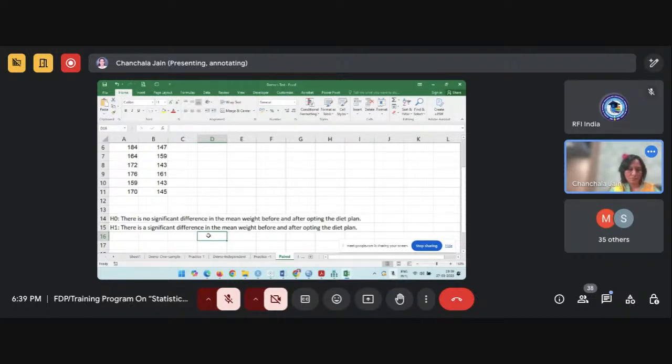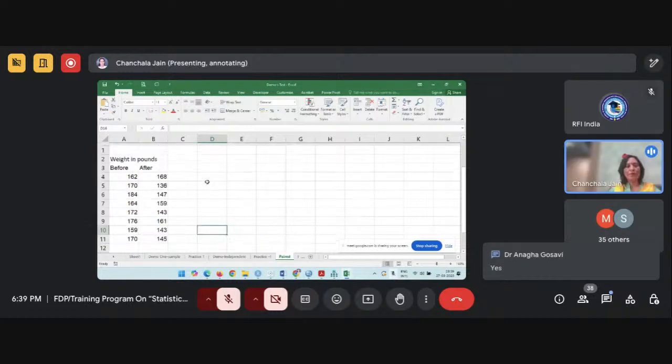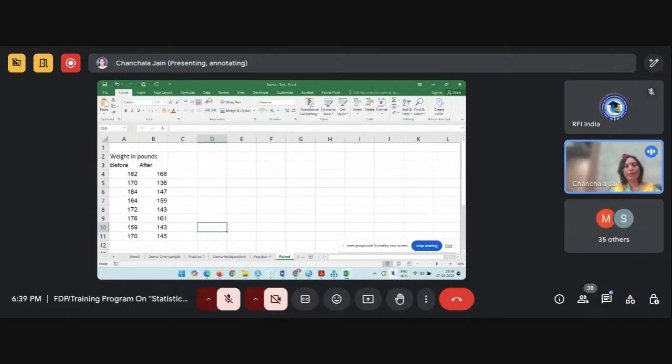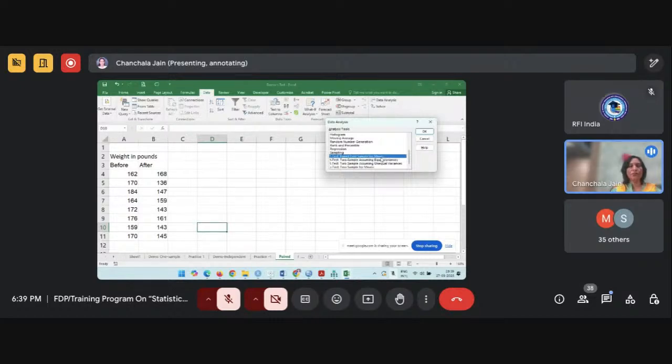Yes, ma'am. Now, suppose we have formulated the hypothesis and the level of significance is 5%. To perform the paired sample t-test, we go to the Data tab, then Data Analysis Toolpak, and select t-Test: Paired Two Sample for Means. This is what we need to select. Everyone has located this test?